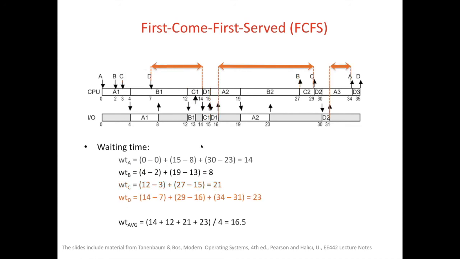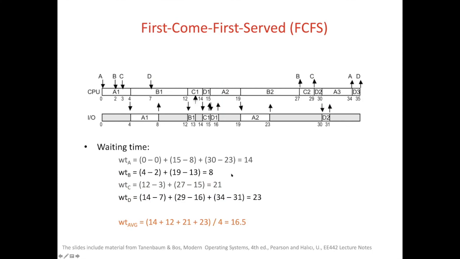For process D, it enters the ready queue 3 times. This is the first entrance, and at 14, it is chosen for execution. We have 14 minus 7. The second one starts at time 16. It waits there until 29. So we have 29 minus 16. The last time, it enters the ready queue here at 31. It's chosen for execution at 34. So we have 34 minus 31. When all these terms are summed up, we have 23.